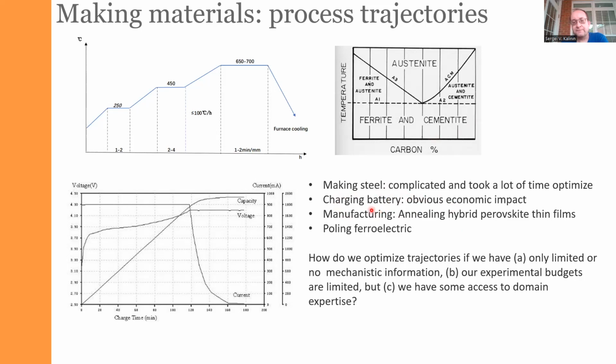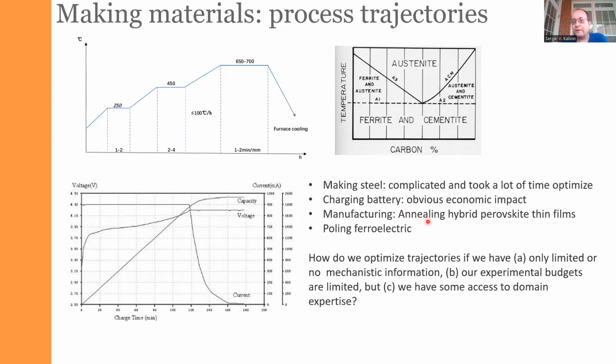But there are other examples. For example, charging the battery. We all have batteries in cell phones, laptops, electric vehicles. There is an obvious economic impact because on the one hand, we want to charge the battery as fast as possible. At the same time, we don't want to charge it in such a way that we induce thermal runaway. If you have ever seen movies of an electric car burning or even a small laptop battery burning, that's actually pretty impressive. So it's great that it's not happening that often.